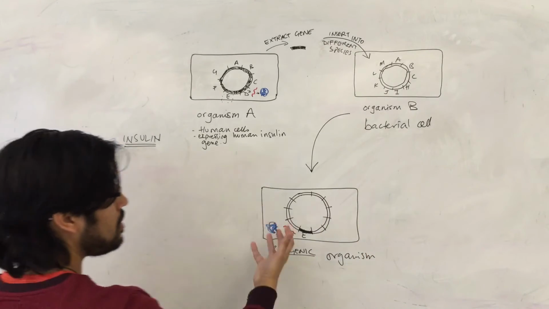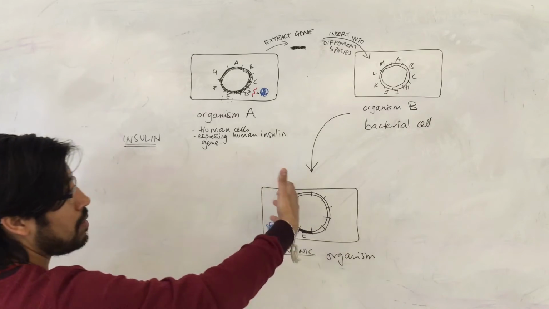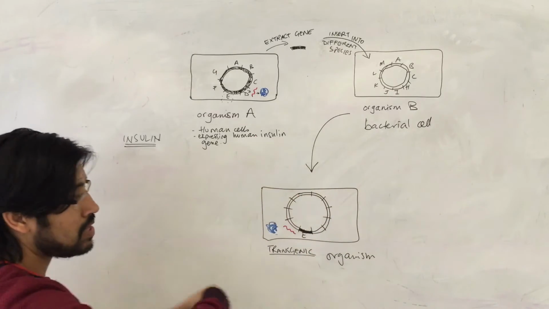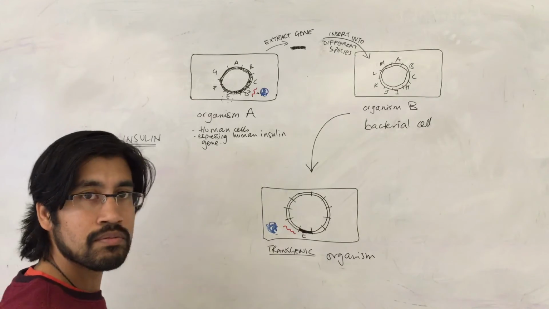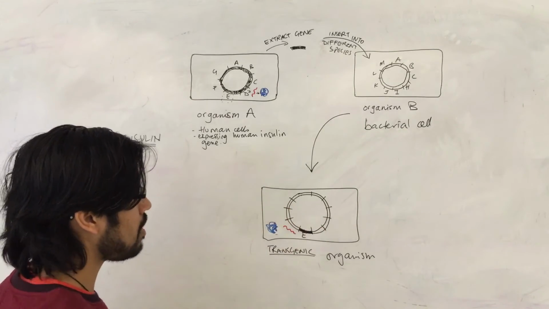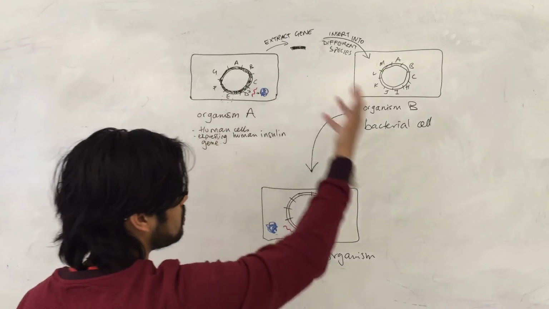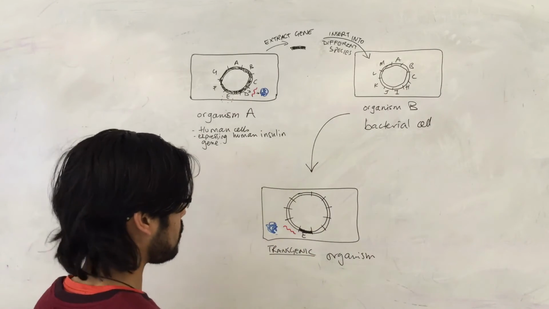And then what you can do is extract the insulin from the bacterial cells and use it, right? It didn't have to come from an animal. We could just do it like this.